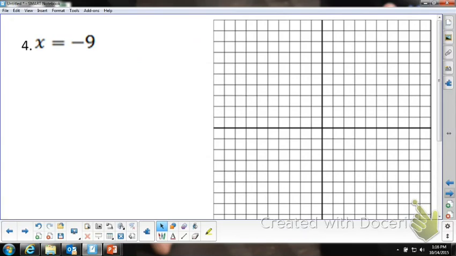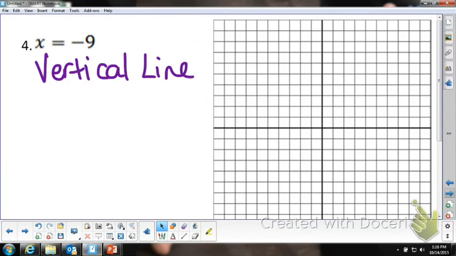This is telling us we have no slope here. We don't have a y-intercept. This is telling me that I'm going to have a vertical line, and that vertical line is going to cross my axis, my x-axis, at -9. So this is going to be a vertical line, and it's our rule breaker. So we're going to go to -9 on the x-axis this time, and my vertical line is going to go straight up and down.